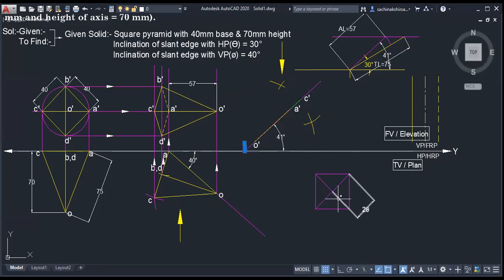So which will be the point towards the observer? D dash or B dash? Are you imagining? Once you are going to rotate the object, something like this, which point will come towards the observer? D dash. Very good. It will be D dash only. D dash point will come towards the observer, and B dash will come away from the observer.